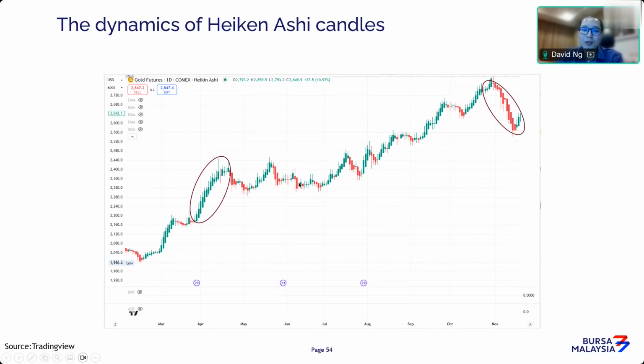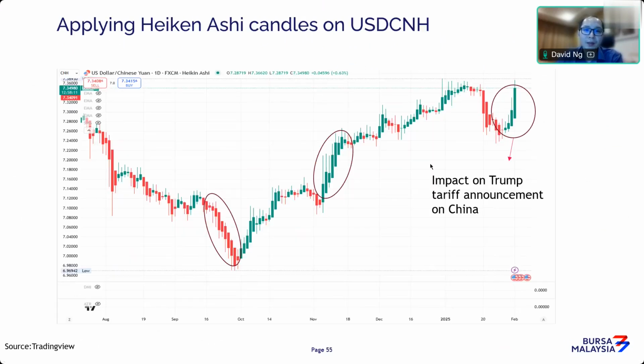And if you're using trend trading, especially during a sideways range market, it's very difficult because you get a lot of false signals. So therefore, you get in and out quite often, and you get stopped out quite easily as well. Now, USD CNH. Heikin-Ashi can be used in any market, but importantly, you have to adapt that to the respective markets.